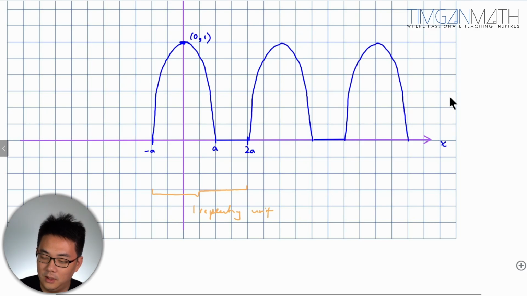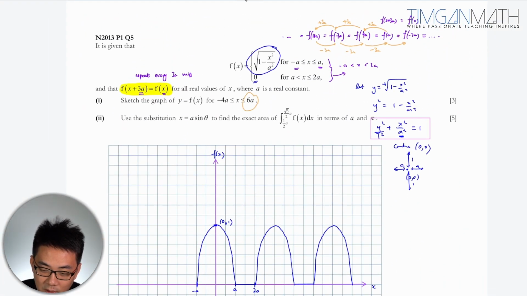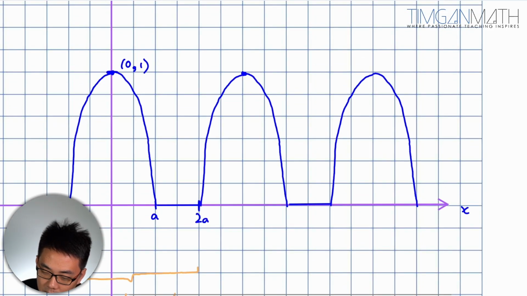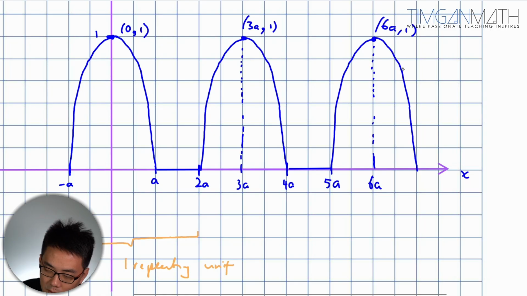Okay, so here we need to stop at 6A, so we need to cut off certain part of the graph, I think. So this is 3A. This is 3A, 1. This is 4A. This is 5A, and this is 6A. And 6A, 1. Erase it down.